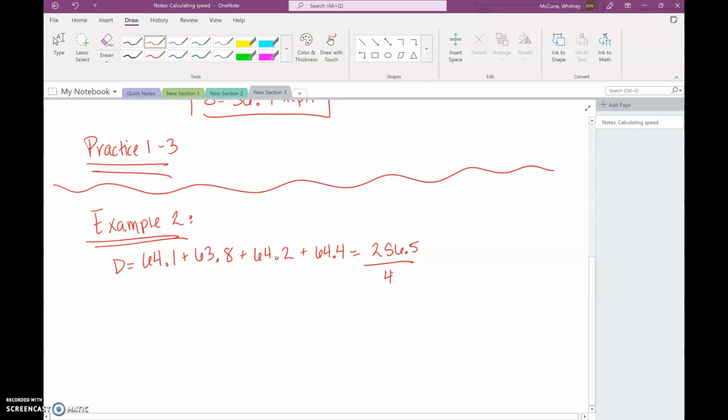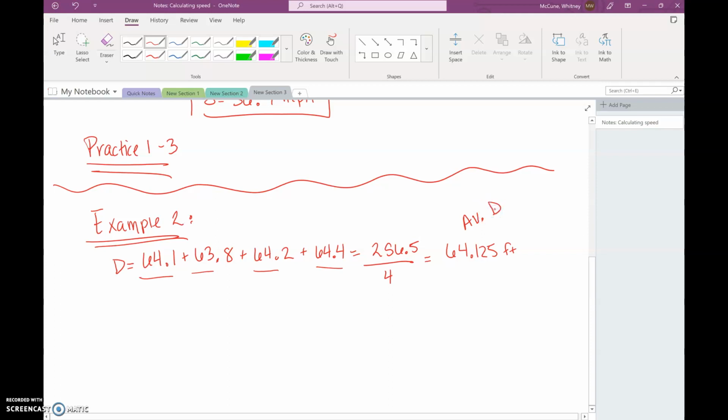You already have 256.5 typed into your calculators, so just hit divided by 4. Now remember, we're dividing by 4 because there are 4 numbers that we added together. 1, 2, 3, 4 numbers. And when you do 256.5 divided by 4, you should get a distance of 64.125 feet. All right, we're not finished. That's just step 1.